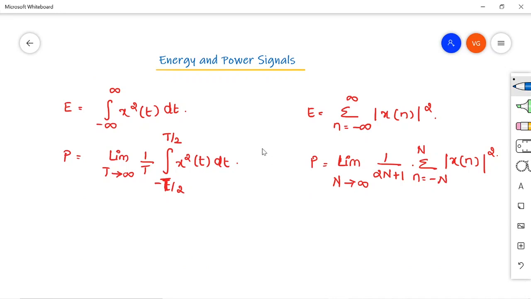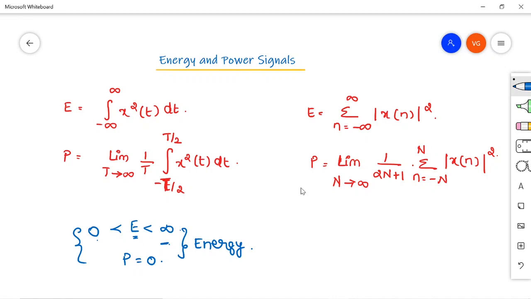This is the last type, energy and power signals. The signal x of t is said to be an energy signal if and only if it has a finite amount of energy. That is, the total energy value should be less than infinity. Similarly, the average power contained by the signal should be equal to 0. Such type of signals we call energy signals. If it satisfies both these conditions, then we can say the given signal is an energy signal.